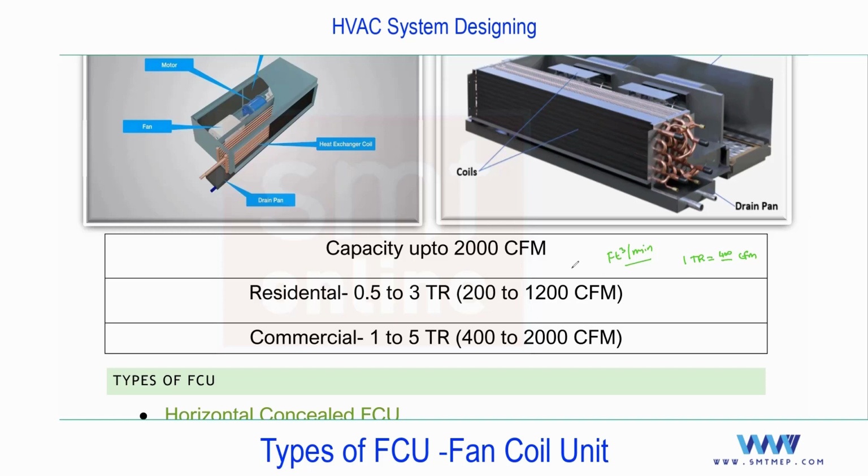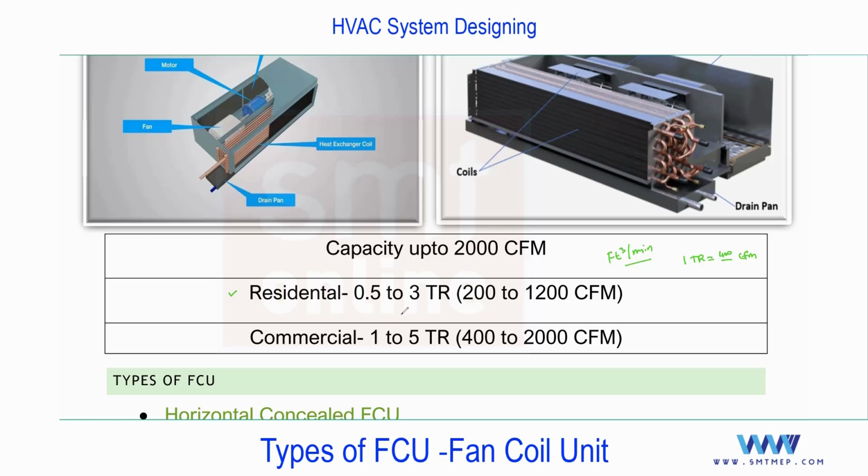So capacity is up to 2000 CFM. If you talk about residential FCUs, they are available from 0.5 to 3 TR, nothing but 200 to 1200 CFM. Generally, FCUs or AHUs we consider in terms of CFM, because the air side unit, whereas the outdoor unit, condensing unit, or the chiller we consider in terms of capacity.